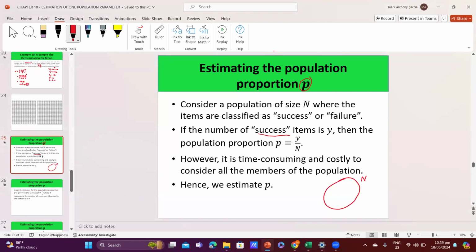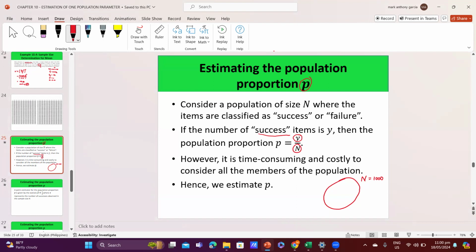Now, for instance, if our population has size capital N equals 1,000, and the number of people who like the color blue is 700, then the population proportion P is equal to 700 over 1,000, which is 0.7. So that's what we want to estimate, the population proportion P. Since if the population has a very large size, it will be time consuming and costly to ask all the members of the population. So that's why we want to estimate the population proportion P.